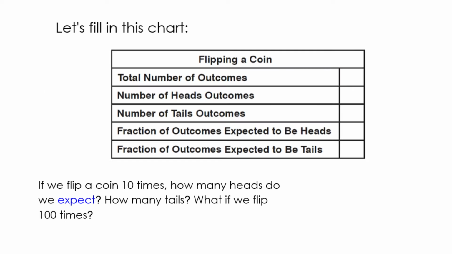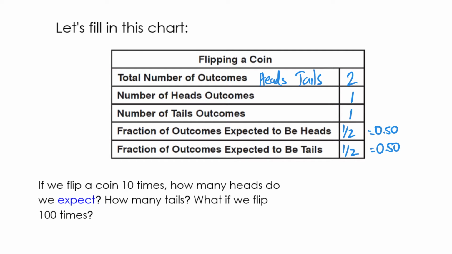So let's get started. Let's fill in this chart, flipping a coin. We're going to look at the total number of outcomes on a coin: there are 2, because there's only heads or tails. That's the only option available. Number of heads outcomes 1, number of tails outcomes 1. Fraction of outcomes expected to be heads, so that would be 1 over 2. And for tails, it would be 1 over 2. Now for the grade 6s, you've also been writing it as a decimal, so I'm going to include that for you on the side over here.